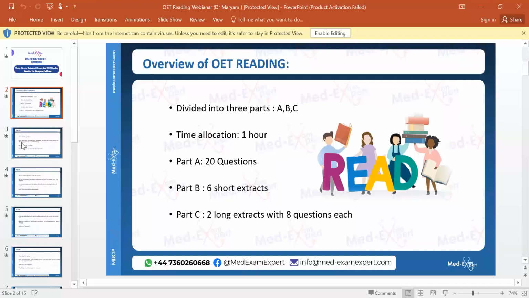In my sessions, I advise my students that they should practice. If you have booked your exam 1 month or 2 months earlier, you should practice 30 or 40 subtests each of OET reading and OET listening. Then you will be confident enough to perform well in the real exam. I must advise you all: please keep it in mind that practice makes a man perfect.